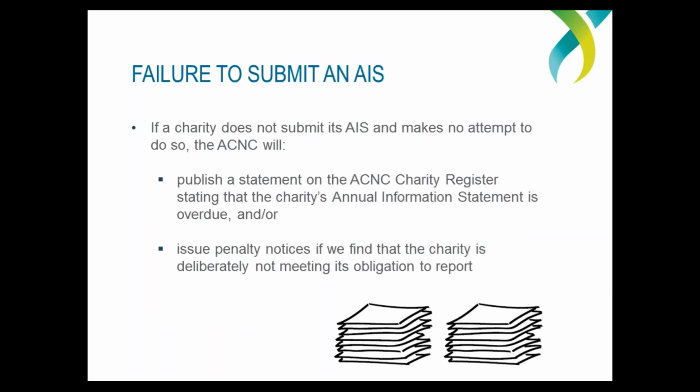Now, we've taken you through the steps to help you work through and submit your 2016 AIS. But at the same time, we also need to remind people that there are consequences if they don't submit their AIS. We can publish a statement on the charity register, which states that your charity's AIS is overdue. And while it might not be the first course of action we take, we can also issue penalty notices if we find a charity is deliberately not meeting its obligations to report.